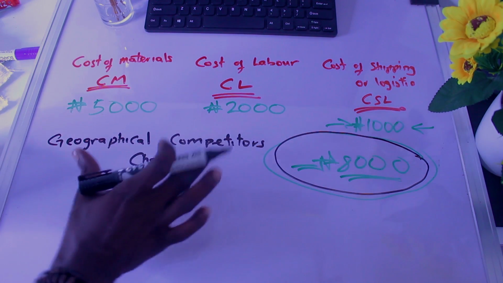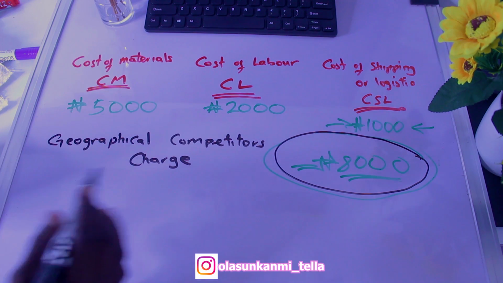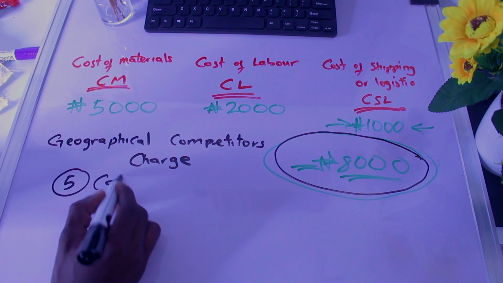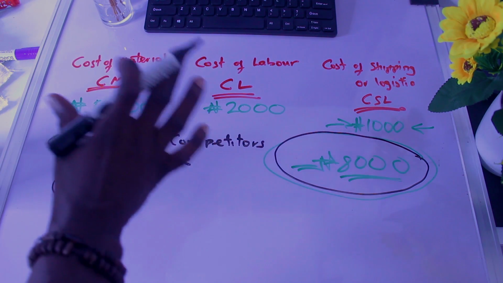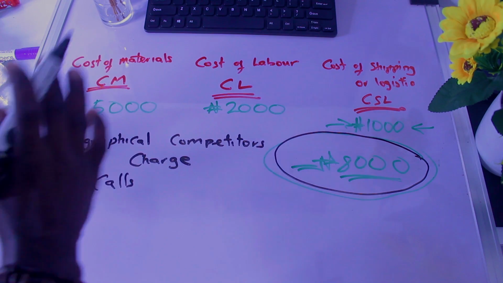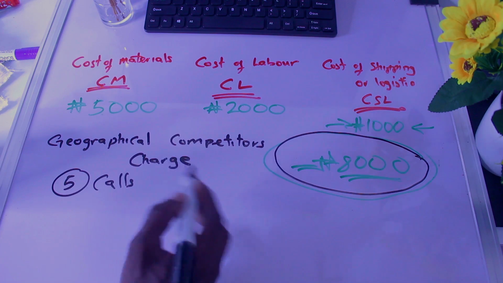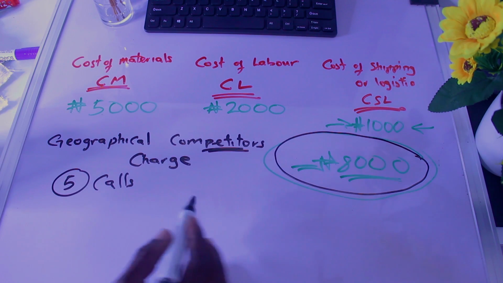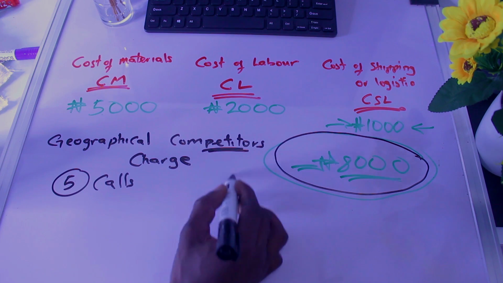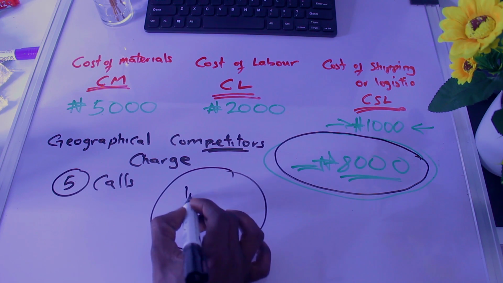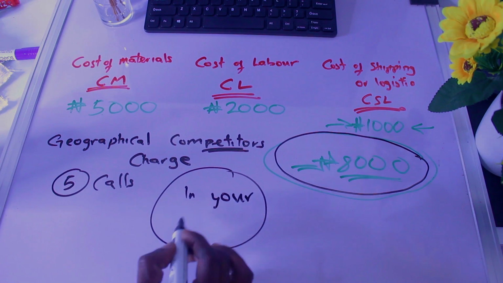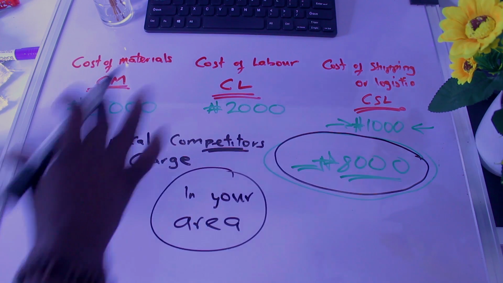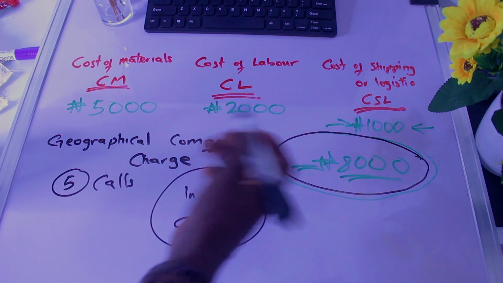So in order to get this geographical competitors charge, you're going to make at least 5 calls to people around you that are doing exactly the same thing you are doing. Bigger brands than you, or people in your area, or let's say your state, that you know your customers can go to instead of you. So I want you guys to understand this. It's very important. Just call them.